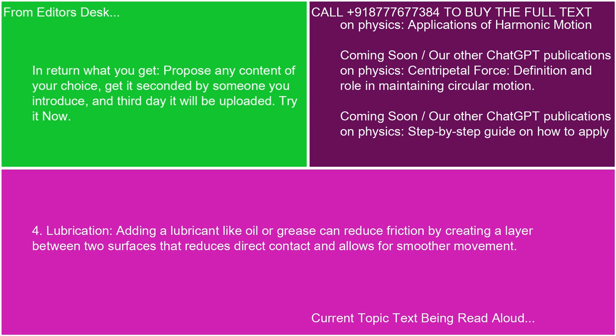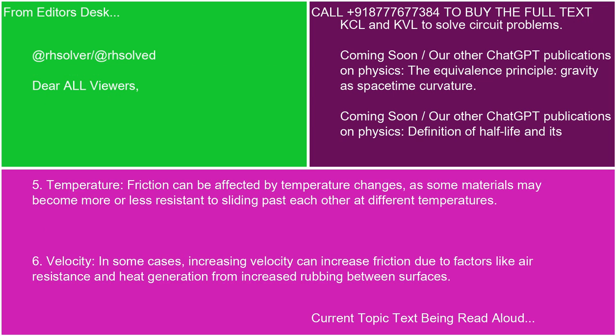4. Lubrication. Adding a lubricant like oil or grease can reduce friction by creating a layer between two surfaces that reduces direct contact and allows for smoother movement. 5. Temperature. Friction can be affected by temperature changes, as some materials may become more or less resistant to sliding past each other at different temperatures.